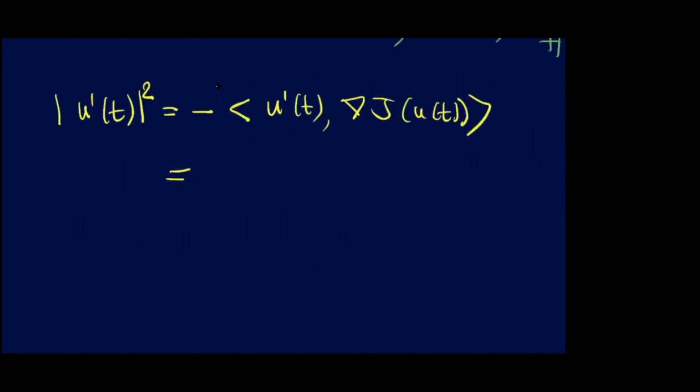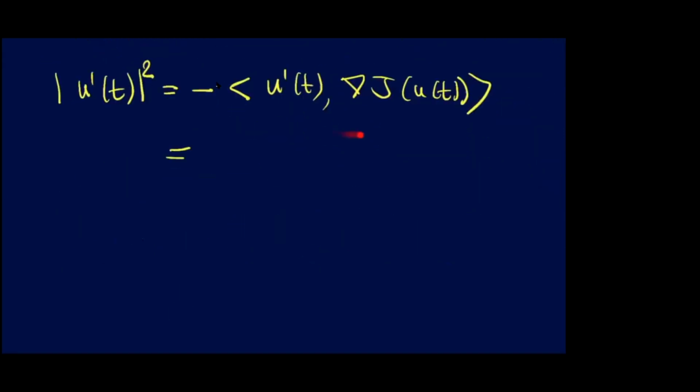And when you see this, what do you identify in here? How can you rewrite the scalar product of the derivative u prime of t times the gradient of J at u(t)? Do you see a compact way of representing this?